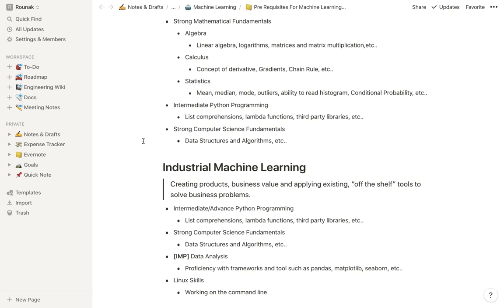Now, these are some prerequisites which I feel can give you a better learning curve when you're trying to jump into machine learning. You can also explore both the branches. You can try academic machine learning first and then jump on to industrial, or vice versa.